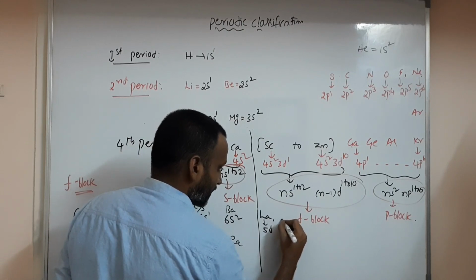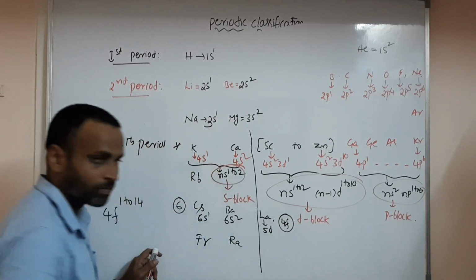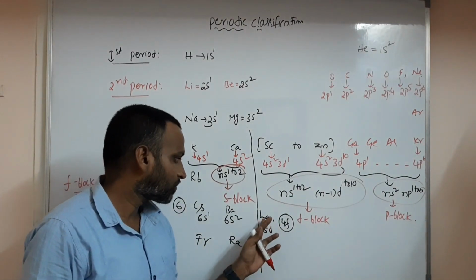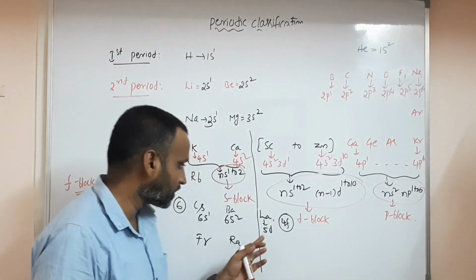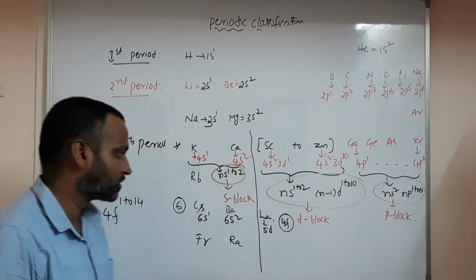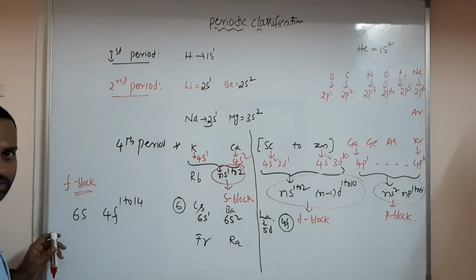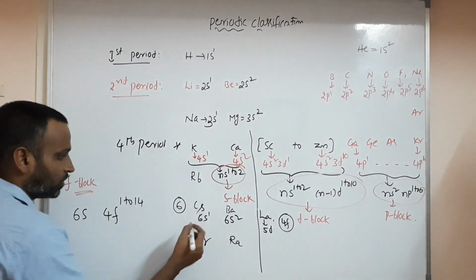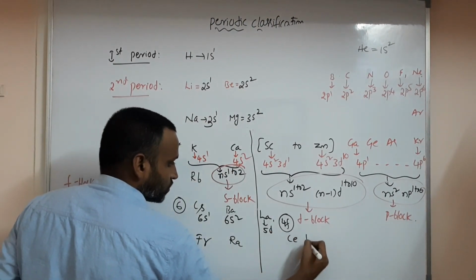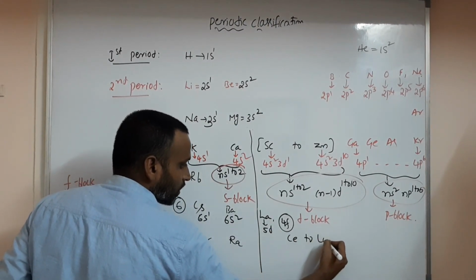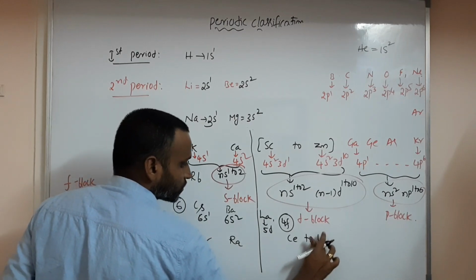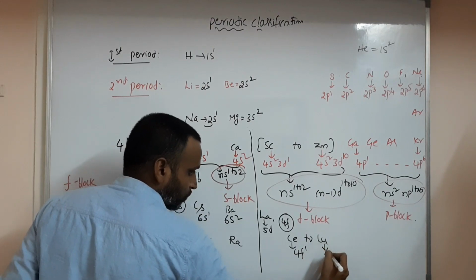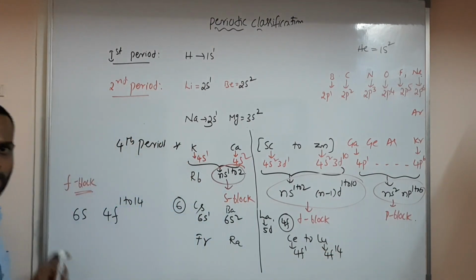After lanthanum you are having lanthanides, the 4f series. So what are lanthanides? After lanthanum you are having lanthanides. After actinium you are having actinides. So 4f 1 to 14 you are having lanthanides. Lanthanum don't consider. So Ce to Lu, lutetium, and thorium to Lr, lawrencium. Here you are having 4f1 to 4f14 actually like this.